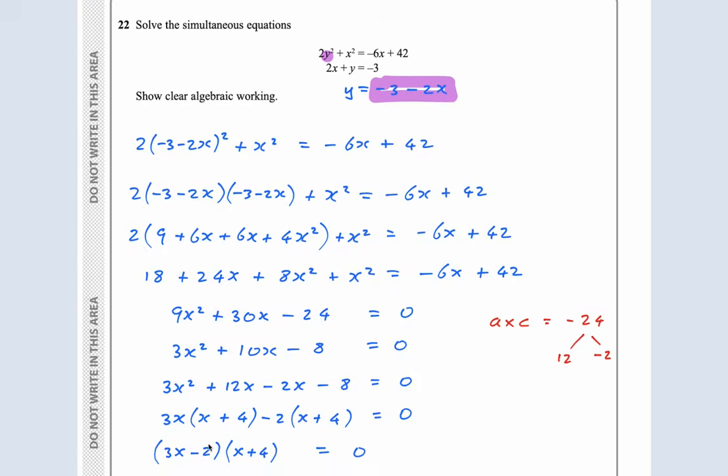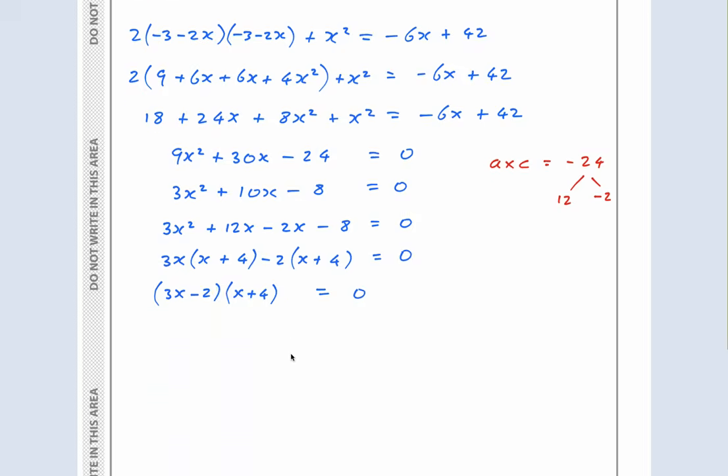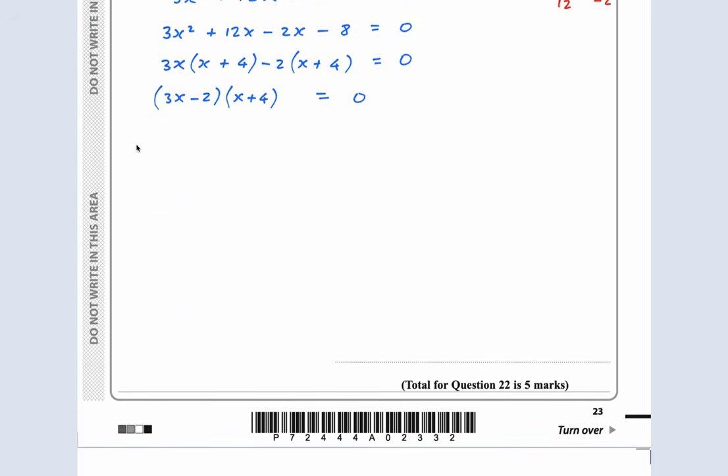So guys, however you want to factorize that is fine, so long as you get this answer here. You can use your calculator to kind of work backwards as well. So that means 3x minus 2 equals 0, or x plus 4 equals 0. So my solution here is 3x equals 2, or x equals 2/3. And my solution here is x equals negative 4.